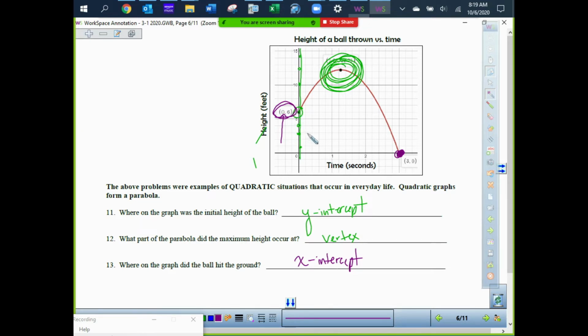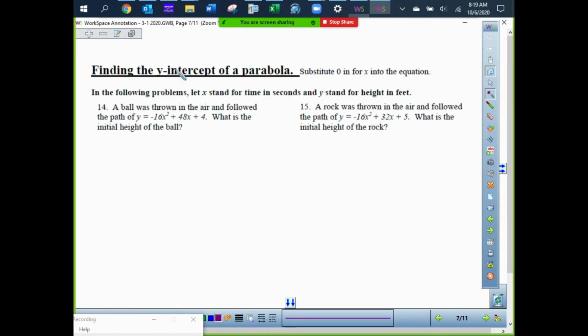It doesn't matter if it's at 0, 6, 0, 4, 0, 3, whatever. Wherever this touches, the x value of a y-intercept is always 0. So that's why to find the y-intercept of this, you're going to let x equal 0. So check it out. A ball was thrown in the air following this path.